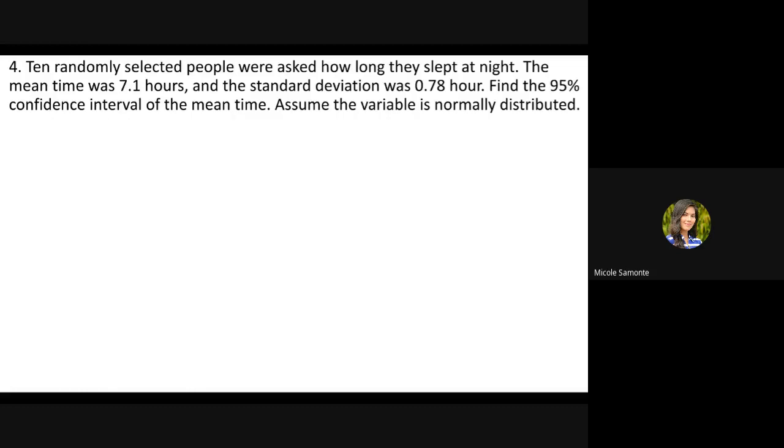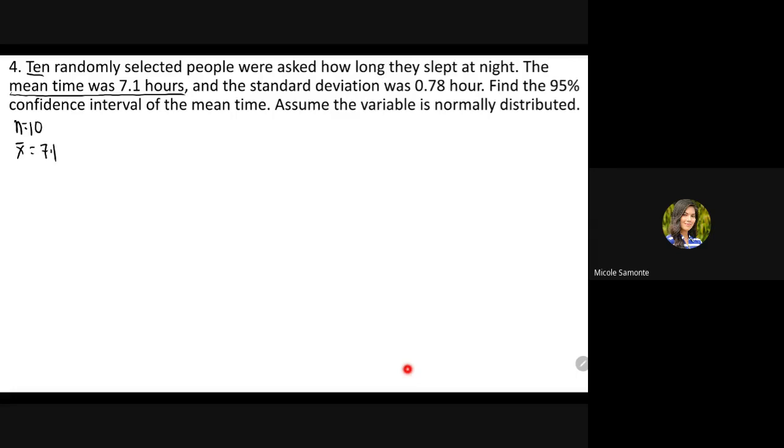10 randomly selected people were asked how long they slept at night. The mean time was 7.1 hours and the standard deviation was 0.78 hour. Find the 95% confidence interval of the mean time. Assume the variable is normally distributed. Binanggit niya na normal ang distribution ng data. So yung 10, randomly selected, yun yung n mo dyan. 10. And then, ang mean time mo ay 7.1 hours. So yun yung sample mean mo.